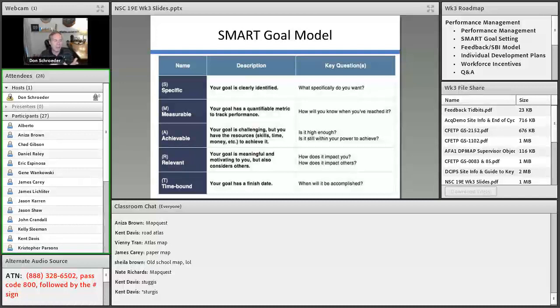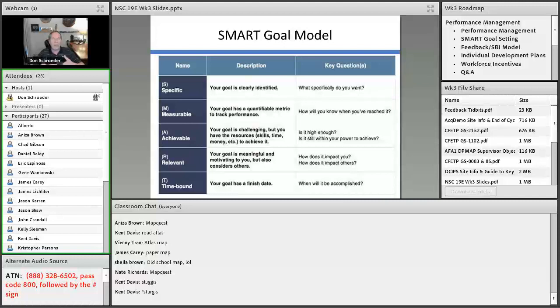So you got your SMART. Your S is specific. In other words, when we're trying to create these goals, we want to be as specific as possible because we're trying to get rid of any misconception, any perceptions, so that when we communicate what that goal is, there's no misinterpretation or miscommunication. So the goal is clearly identified. What do you want?